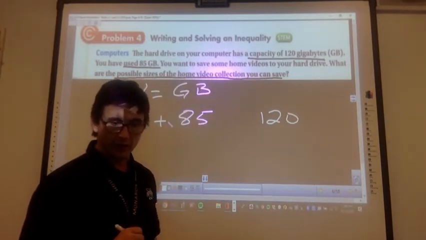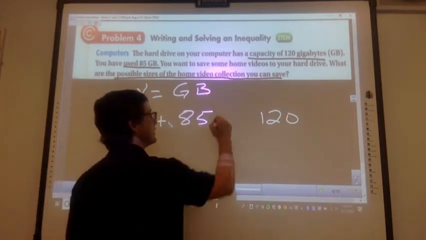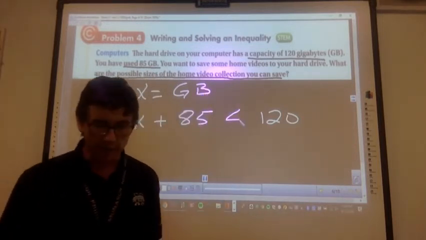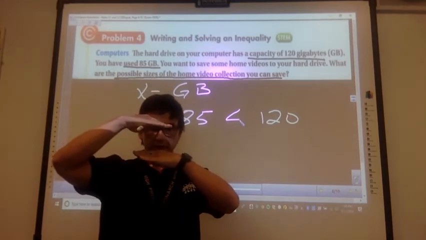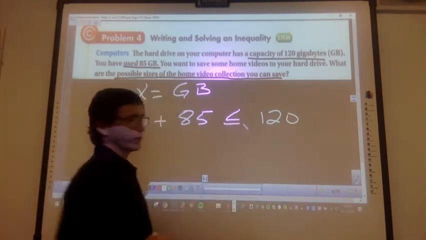Less or more. Yeah, that's a good way to do it. Less than 120. Can it be exactly 120? Can it be equal to 120? Yeah. So it can equal as well.